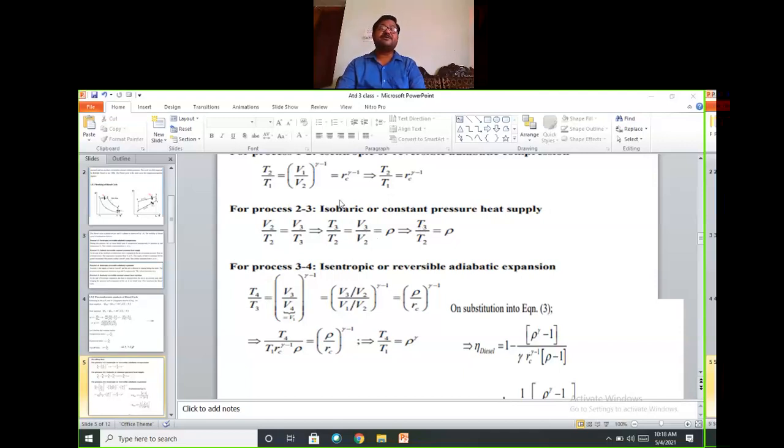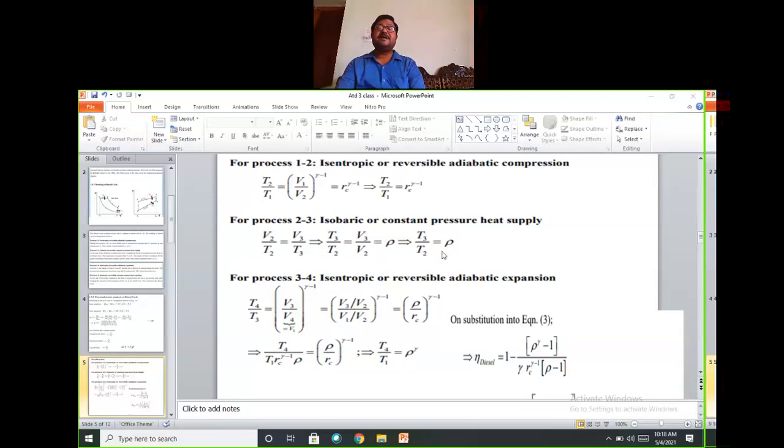T3, reverse substitution. For T3, it becomes T2 into rho. For T2, T1 into RC raised to the power of gamma minus 1. Here, you are substituting T2 from T2 equals T1 into, if you bring to this side, T1 into RC to the power of gamma minus 1. You substitute T2 here. T3 is equal to T2, which is T1 RC to the power of gamma minus 1, into rho. Okay, same thing we are substituting here.